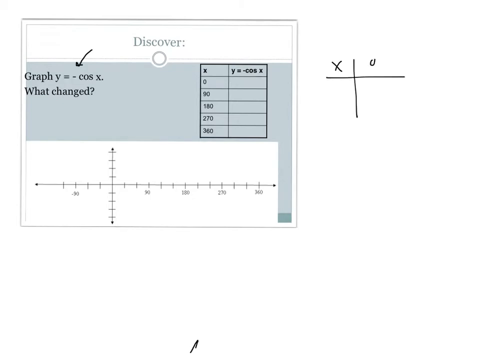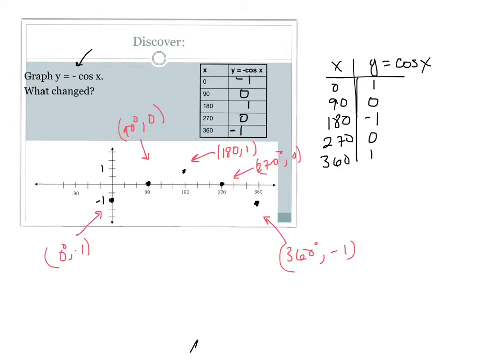But the original one was just cosine of x. So instead of writing out the quadrant system, we knew that this was 1, this was 0, this was -1, this was 0, and this is 1. Now go back and see if you can graph the function when we have a negative in front of cosine.